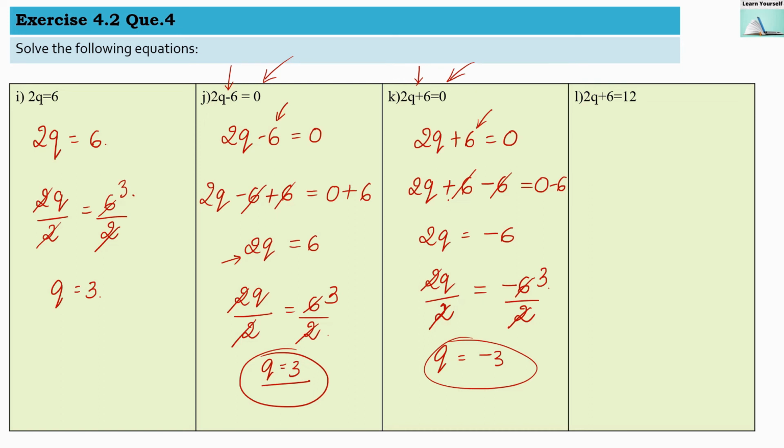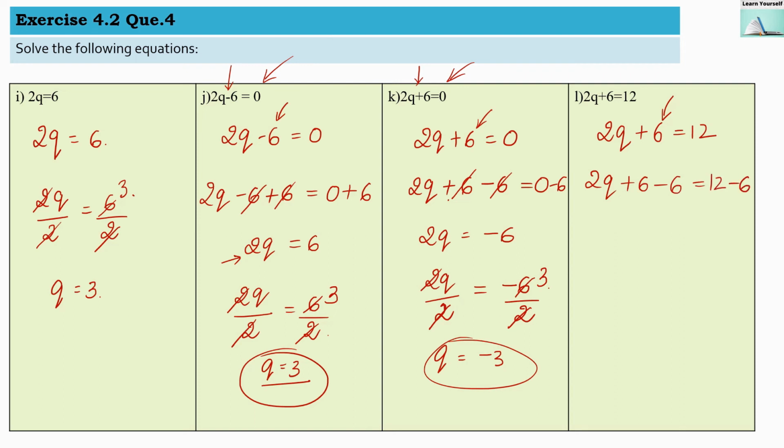Equation L is 2q plus 6 equals 12. Now to first remove this 6, we are going to subtract 6 on both sides. So 2q plus 6 minus 6 equals 12 minus 6.